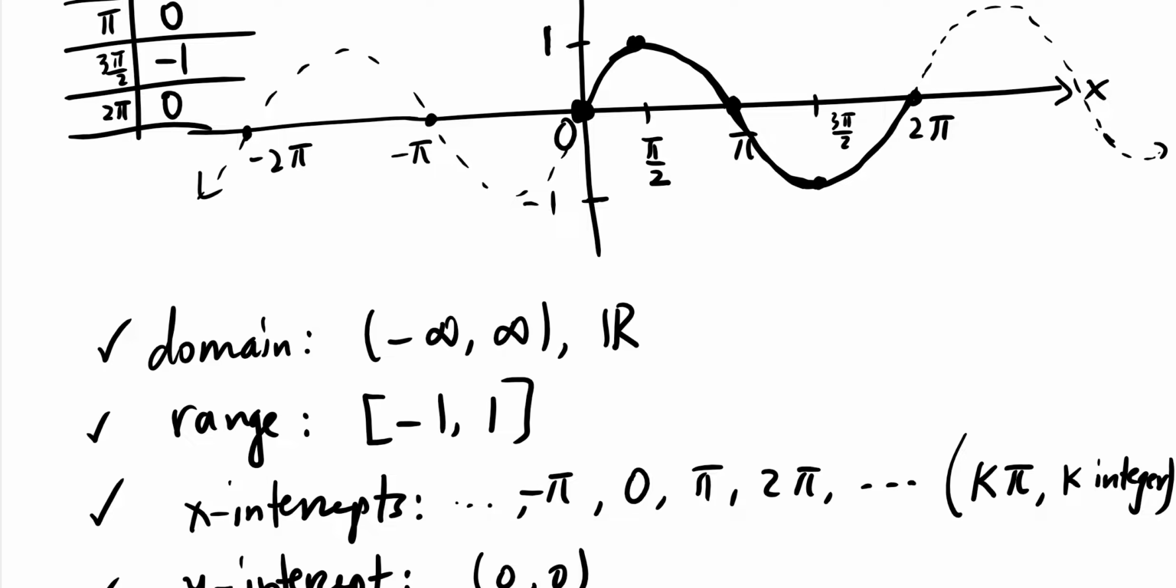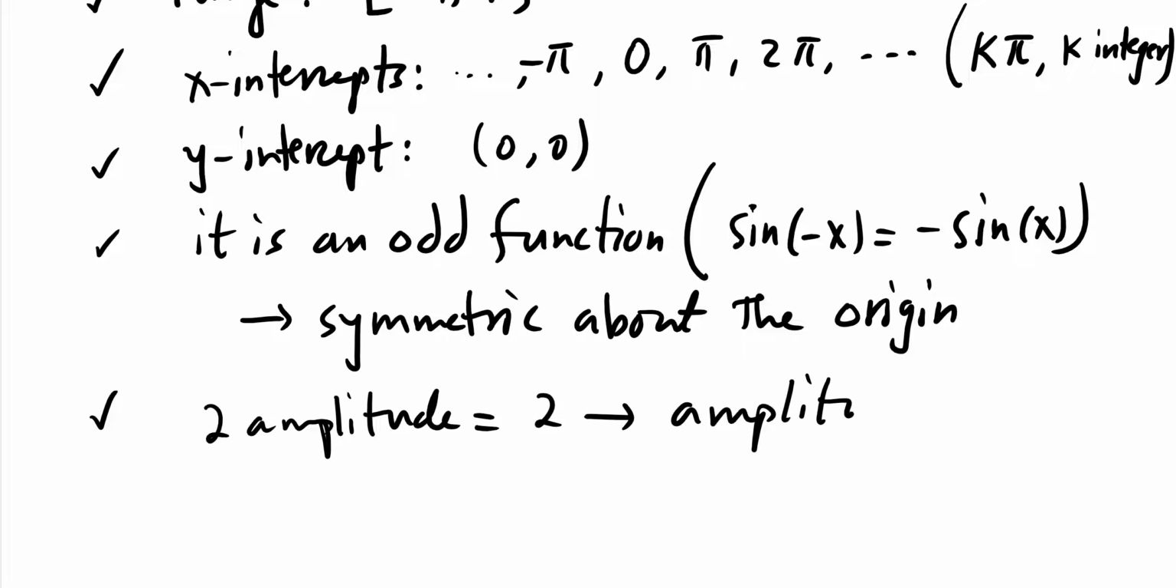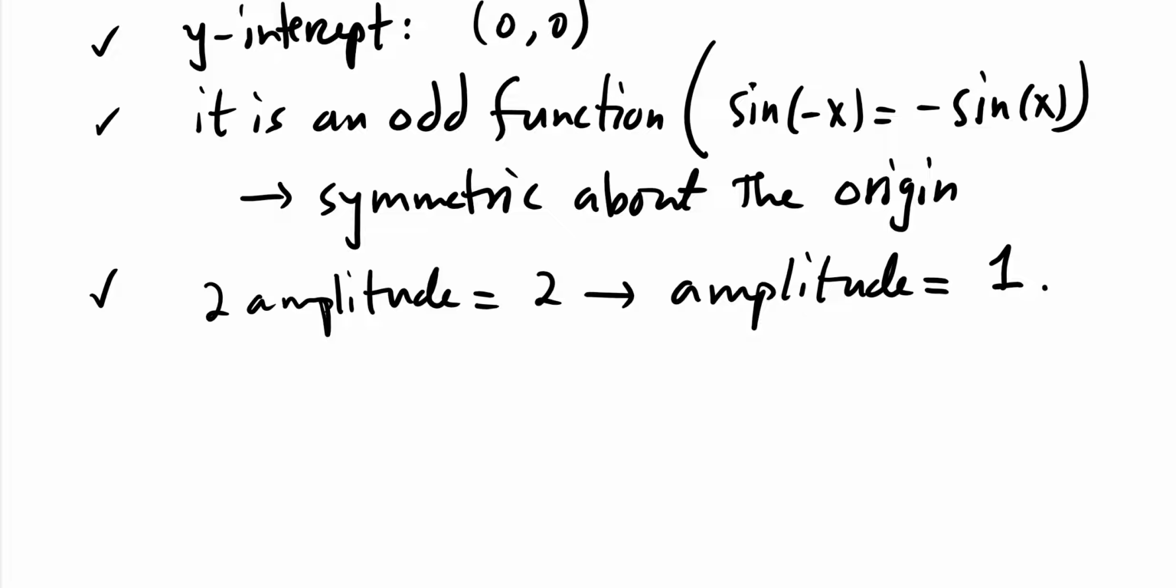So that's a length of 2 amplitudes, which is 2. So 2 amplitudes is 2. This tells us that the amplitude for this function is 1. And we will give you a formula later on today for how to find this without even looking at the graph. So that's all the information you need to know about the graph of y equals sine x.